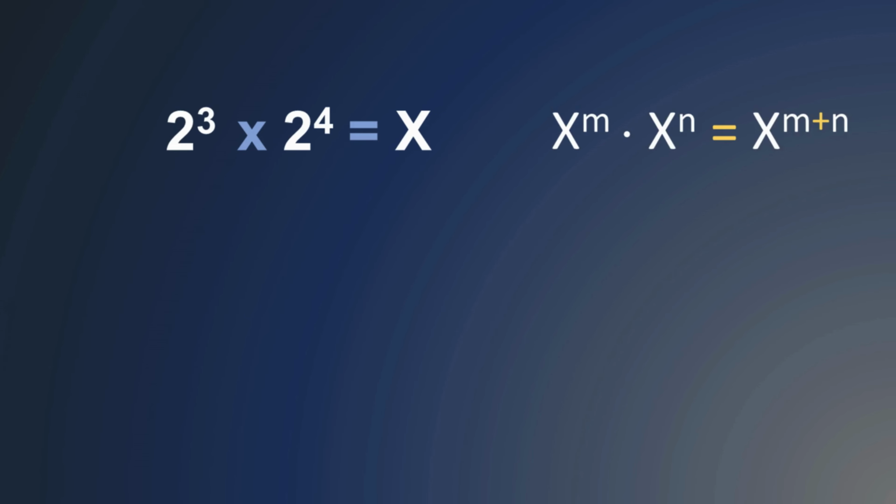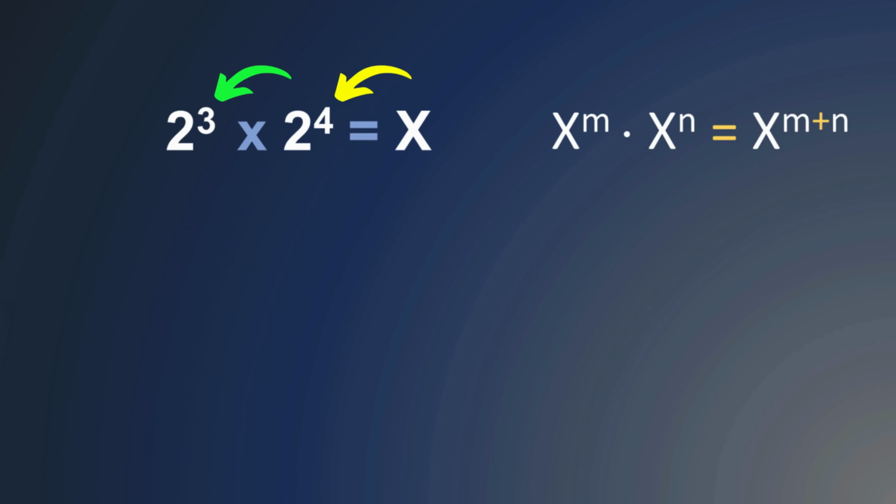Let's do some examples. 2 to the power 3 times 2 to the power 4. Does that fit the pattern of the law we studied? Yep, the base of both expressions is the same, but they happen to have different exponents. The law would still work if the exponents were the same.